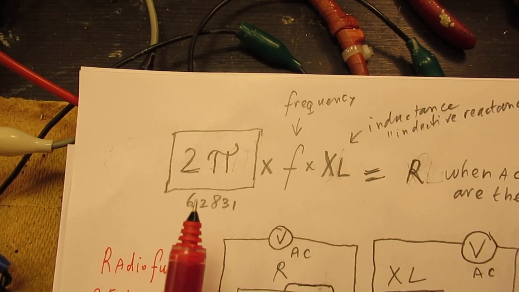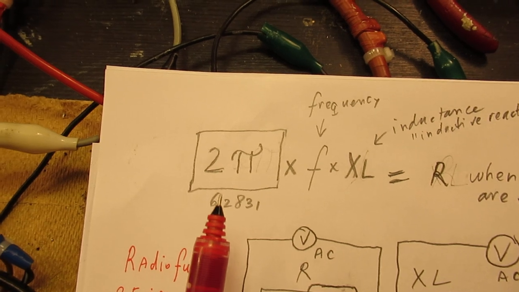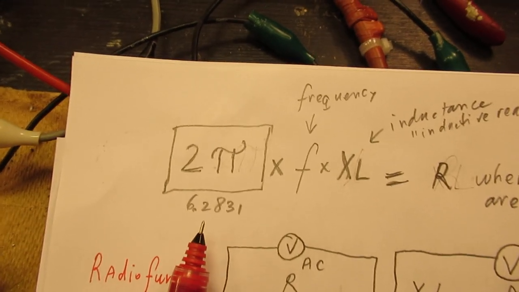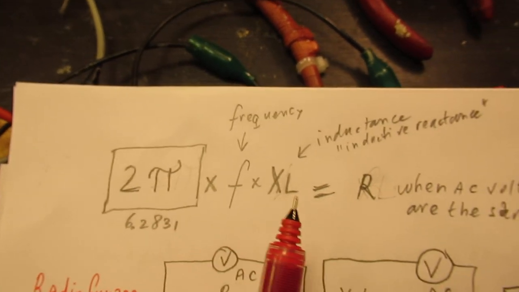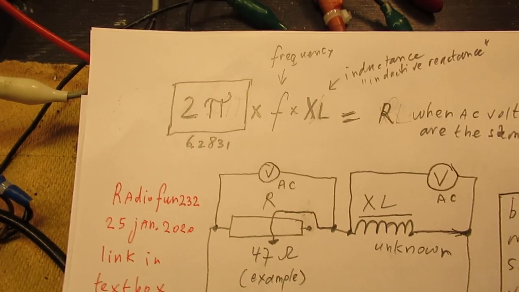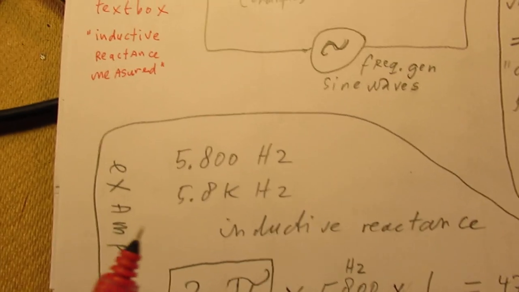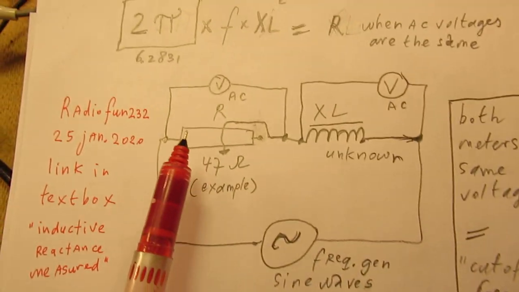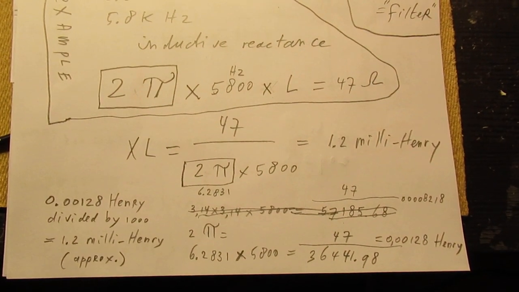And 2π means 6.2831. So not π multiplied by π. That was at first my idea, but I googled it. I'm not a hero in mathematics, and when you do this calculation it works. And in the video that's on YouTube, he found this frequency and this resistance for the resistance in the test circuit, and then he calculated 1.2 millihenry. So that's very interesting.